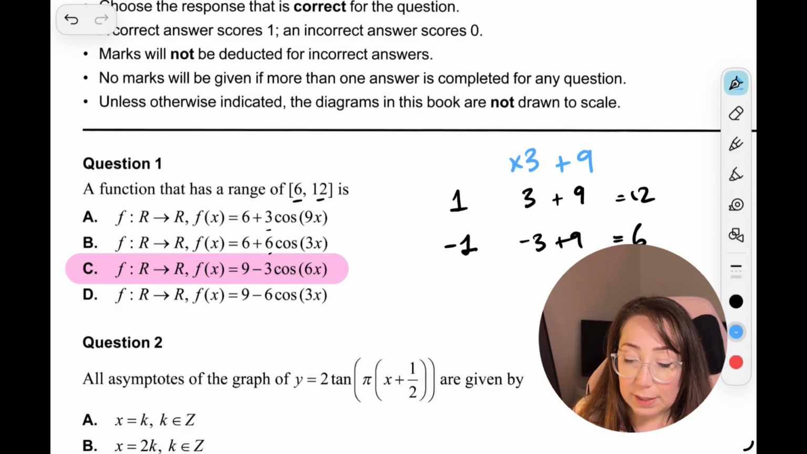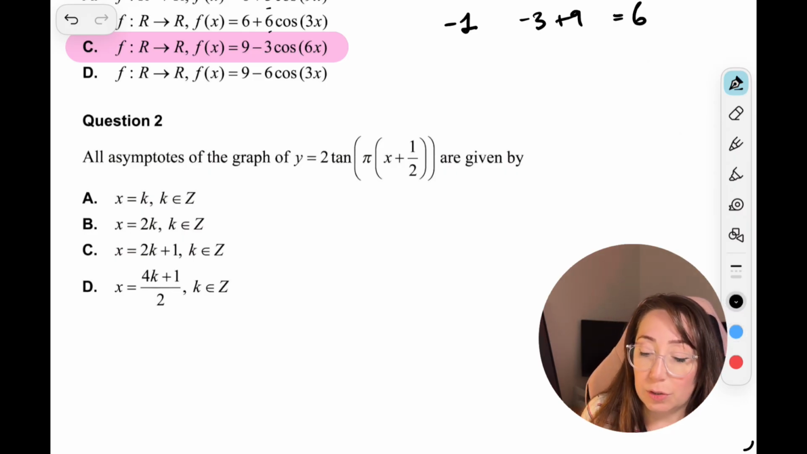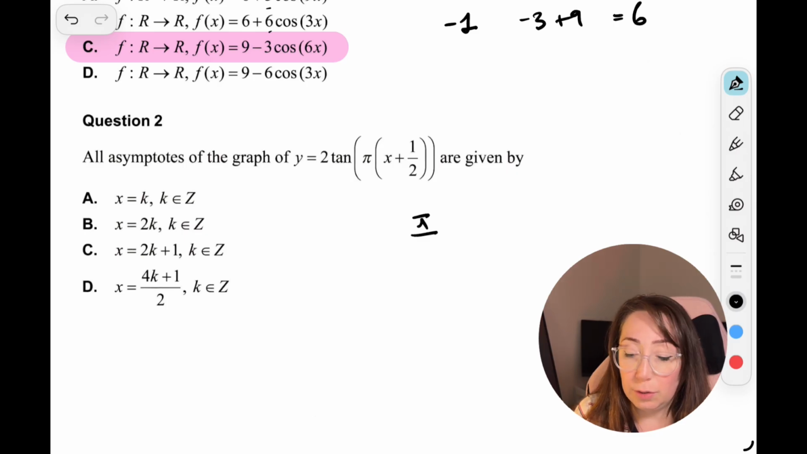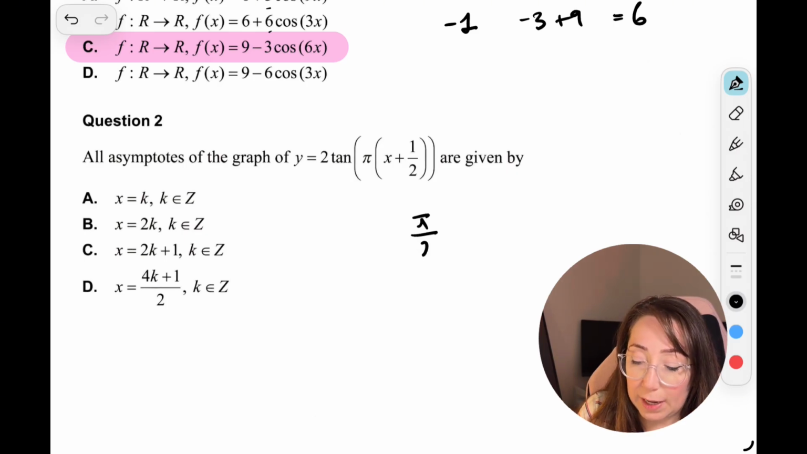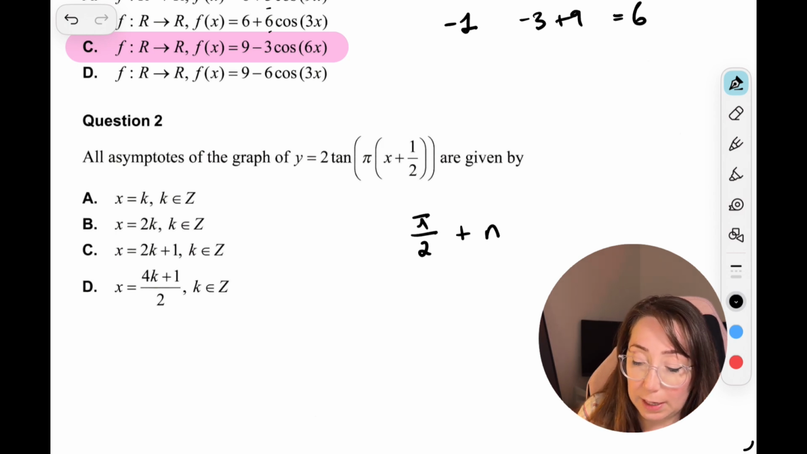Question 2 says, what are the asymptotes of this graph? So we're looking for a general solution. Usually asymptotes for a tan graph, if you think about them, are at pi on 2. And then what we do is we add 1 pi to get to the next cycle. So that would be n pi.